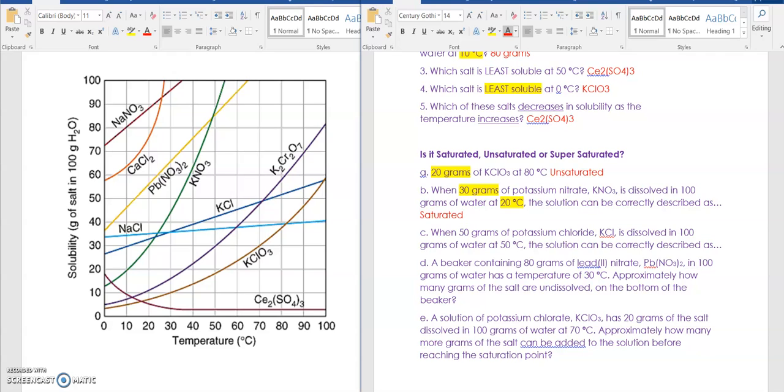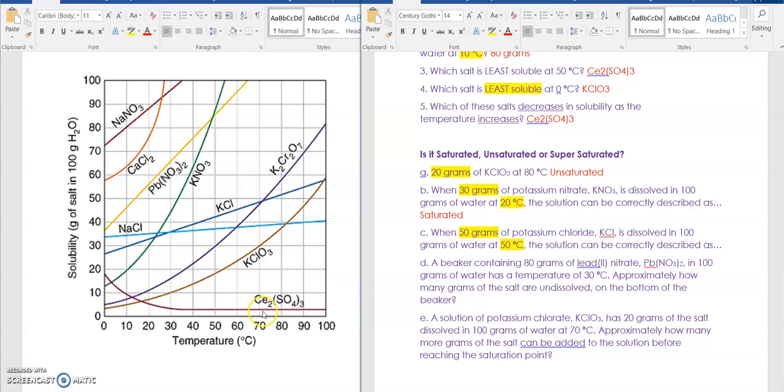So letter C is another word problem. When 50 grams of potassium chloride, KCl, is dissolved in 100 grams of water at 50 degrees, the solution can be correctly described as this. So again, I'm going to do that same practice. I'm going to highlight how many grams are being dissolved. I'm going to also highlight what my temperature is because those two things are the most important pieces of information when I'm trying to decide is it saturated, unsaturated, or super.